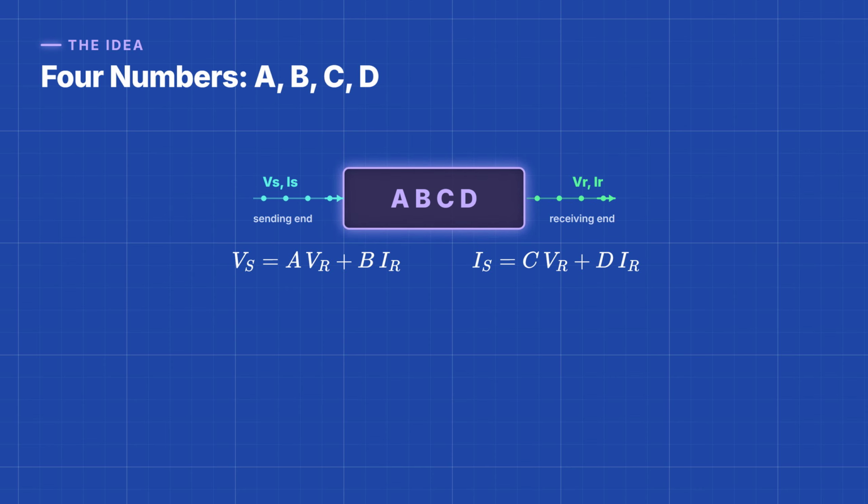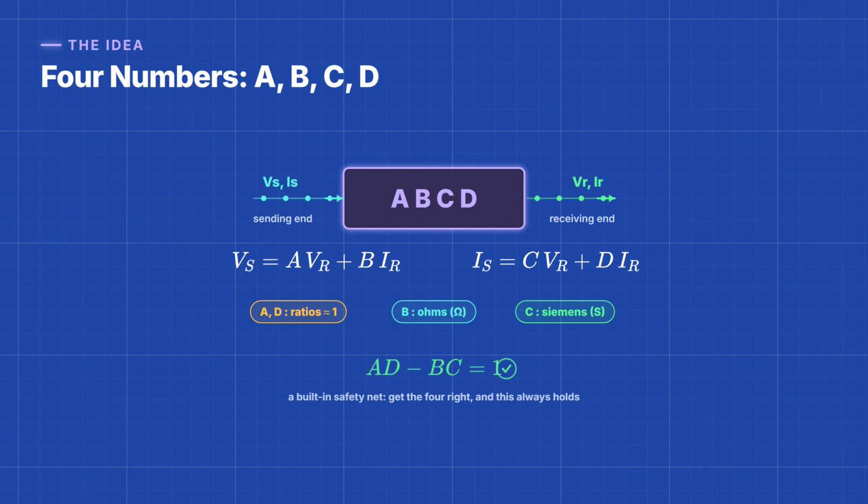Each constant has a clear meaning. A and D are pure ratios, close to 1 for a line. B acts like an impedance, measured in ohms, and C acts like an admittance, measured in Siemens. There is even a built-in check. For any line, A times D minus B times C always equals 1. It is a quiet safety net. Get the 4 constants right, and that simple relation will always hold.